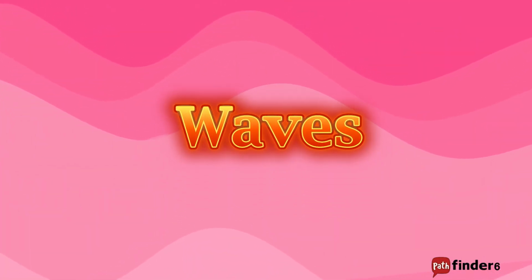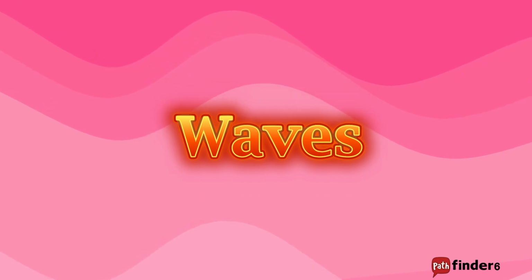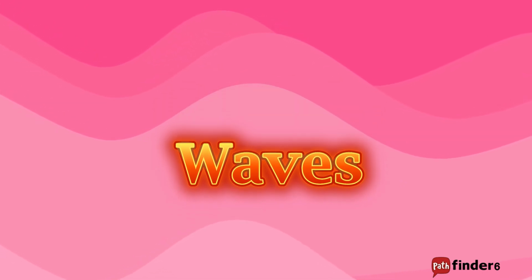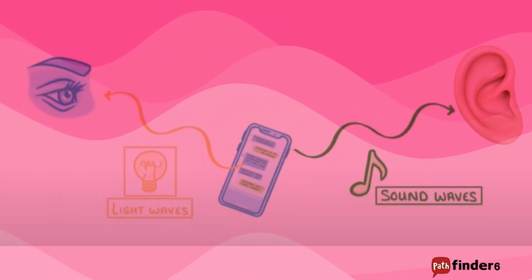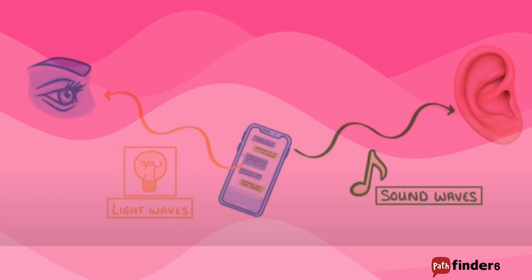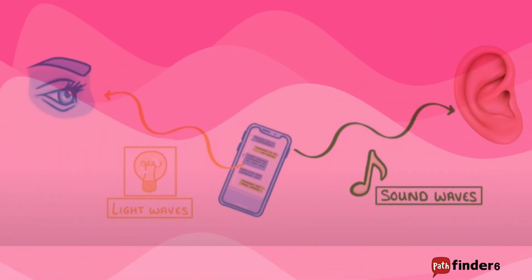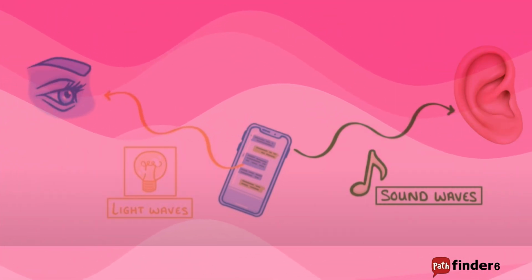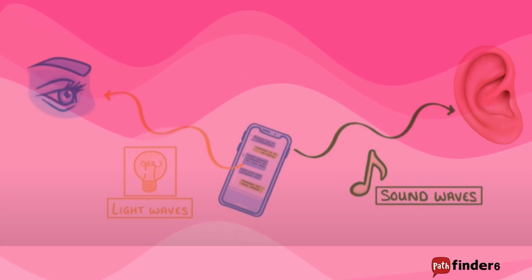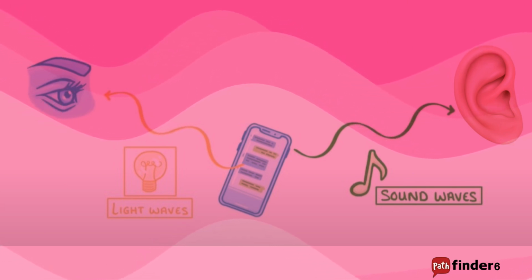Waves transfer energy from one place to another without moving matter. When a light wave travels from a phone screen to your eye, or when a sound wave travels from a speaker to your ear, the particles in the medium oscillate but do not move along with the wave. Only the energy is transferred, not the medium itself.